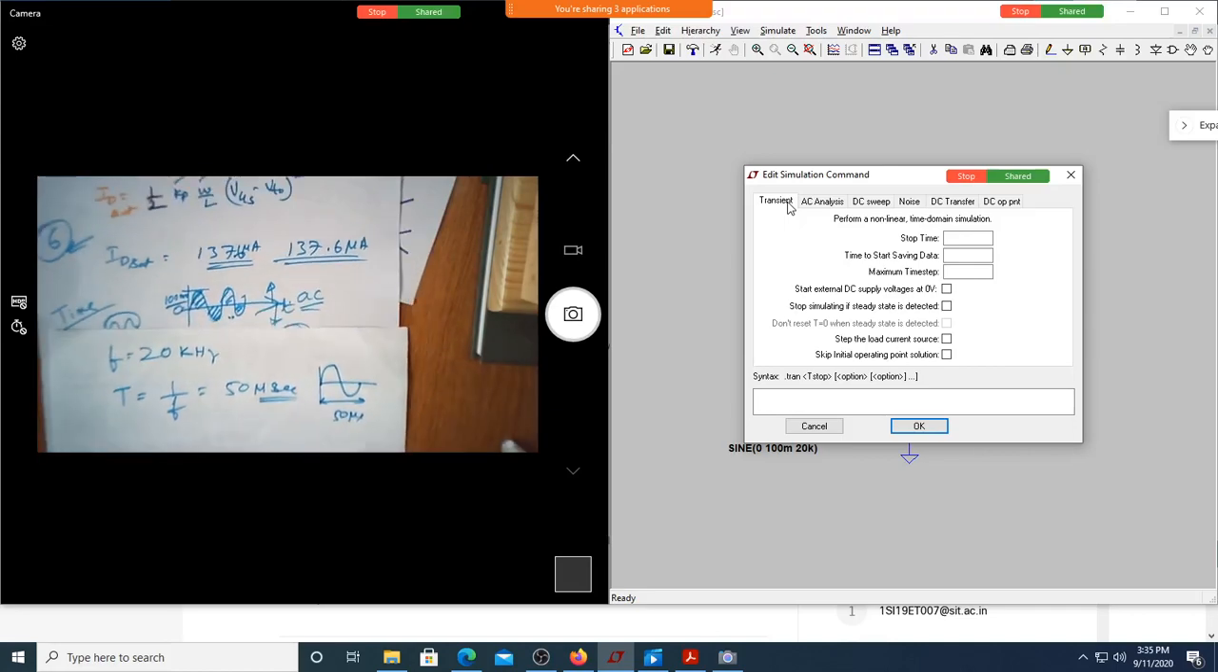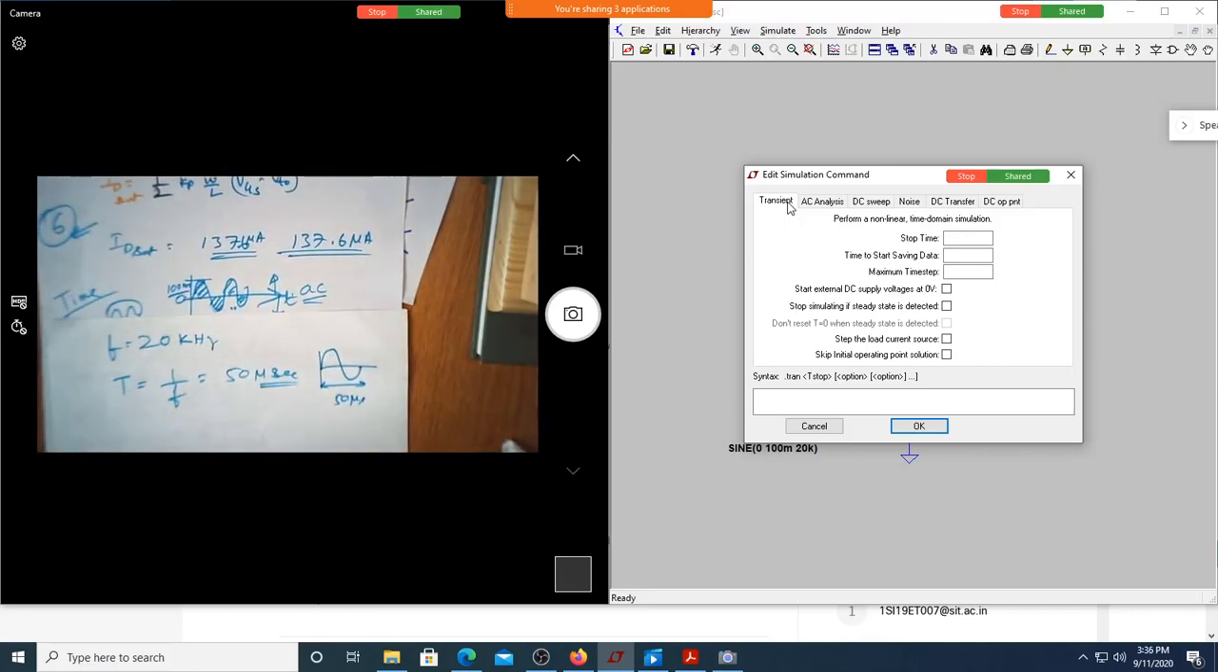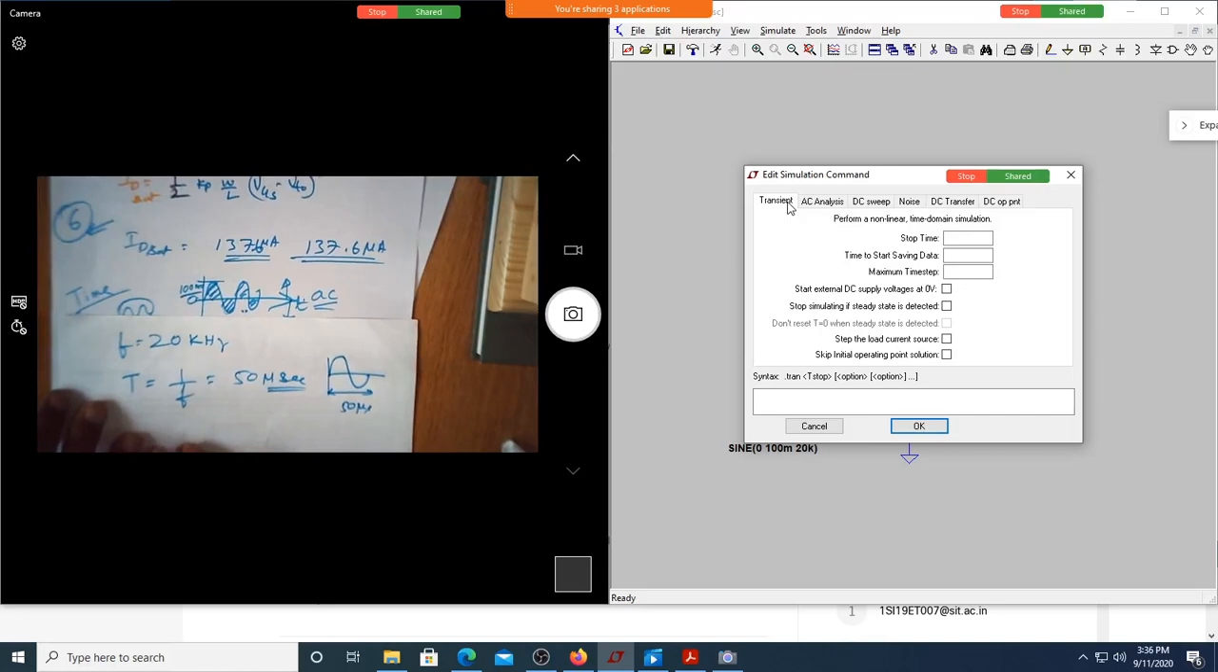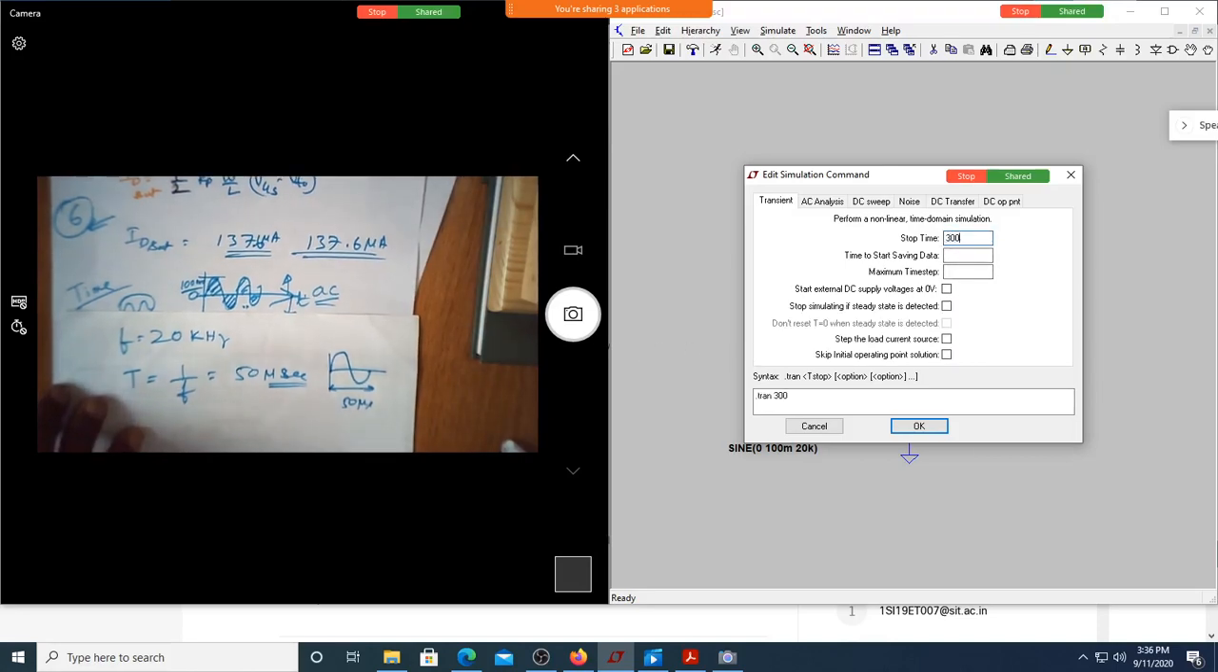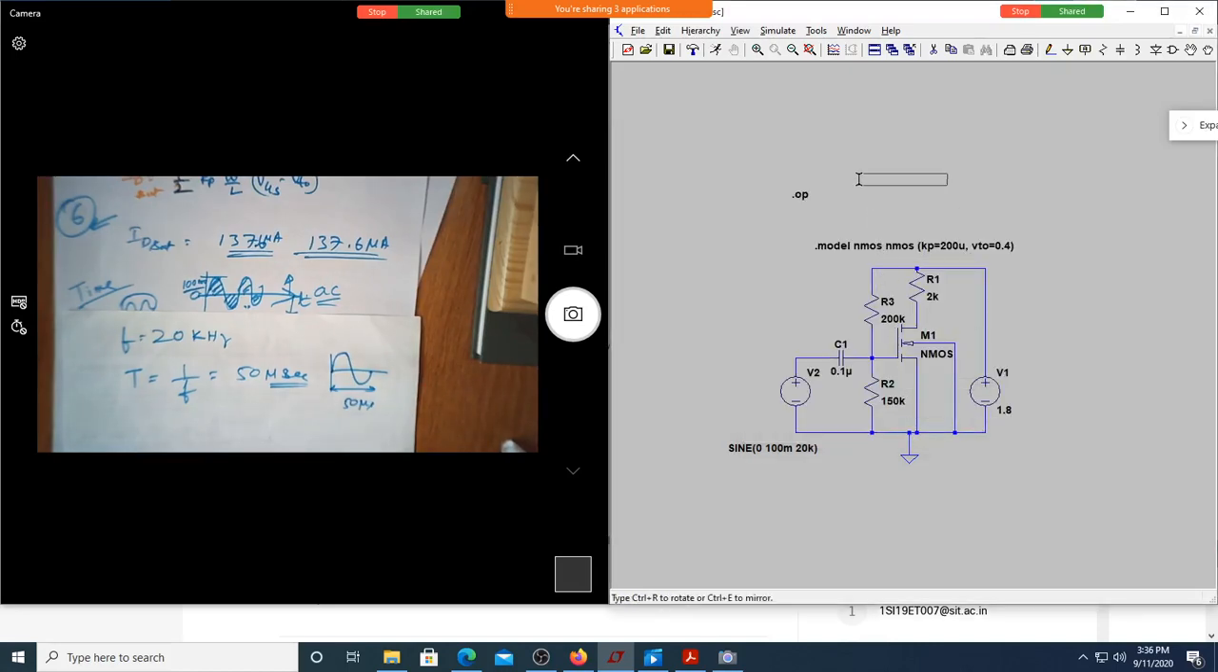I want to see 6 cycles, so what should be my final time, the stop time? 1 cycle takes 50 microsecond, so this should be 300 microsecond. Correct? Start from 0 and make the step 1 microsecond. This is done. What will this do? This will give 6 cycles of the 20 kilohertz signal. Shall we run?